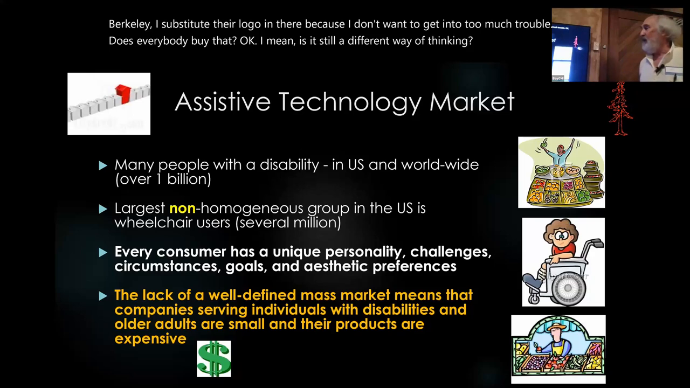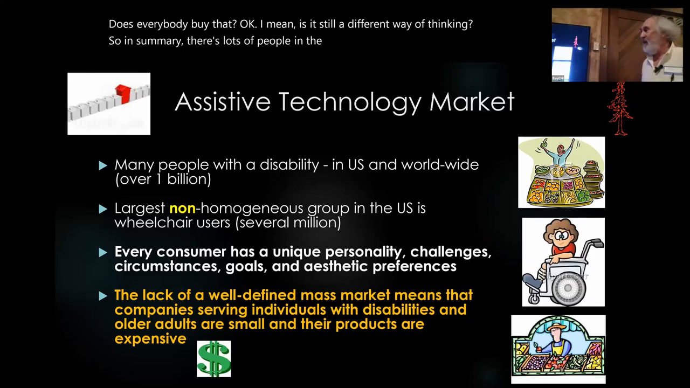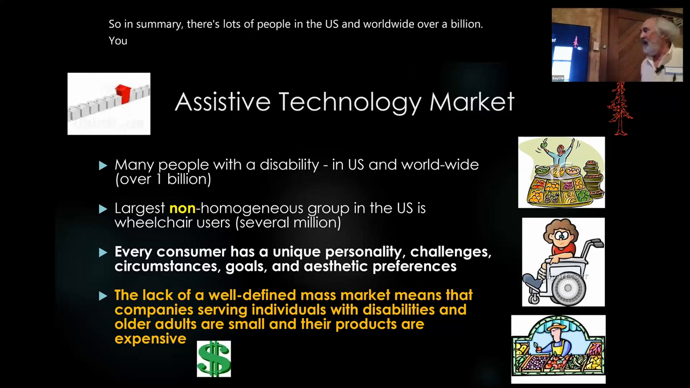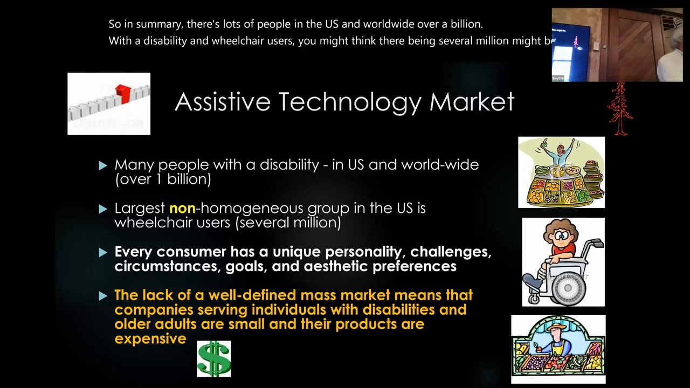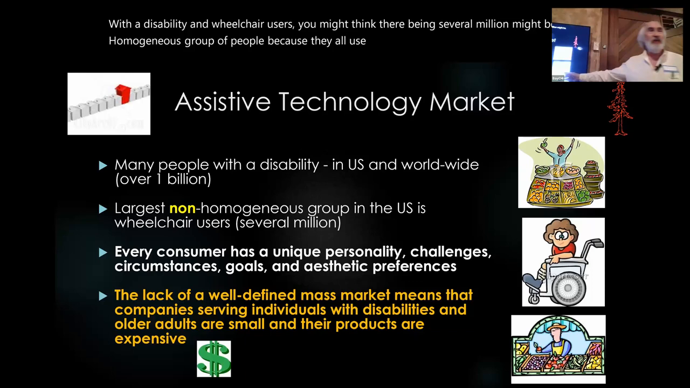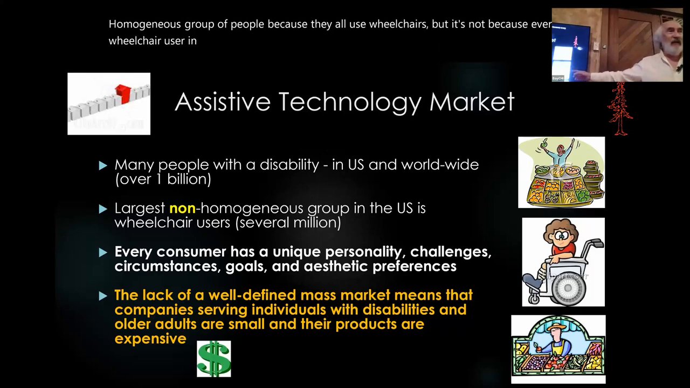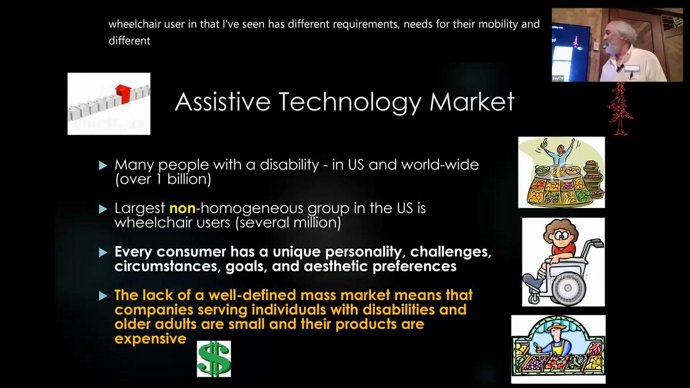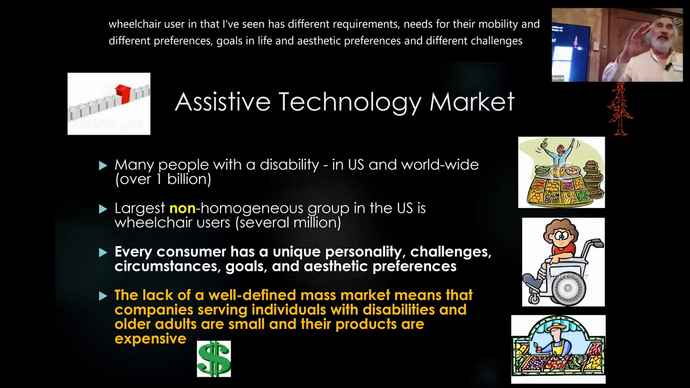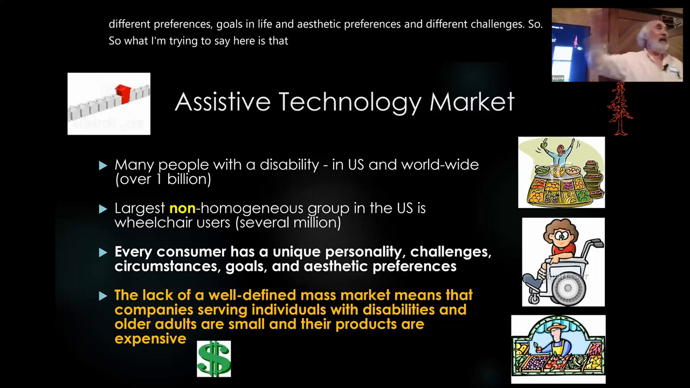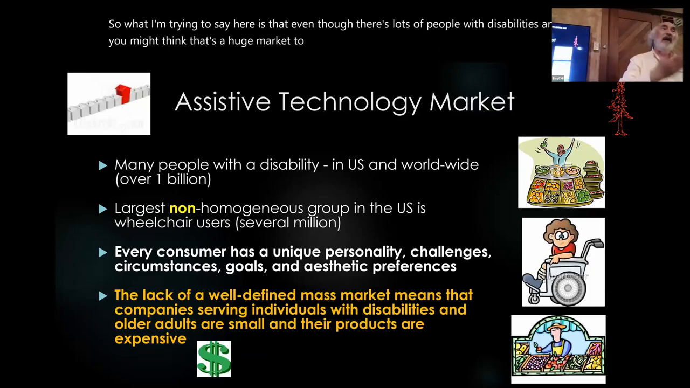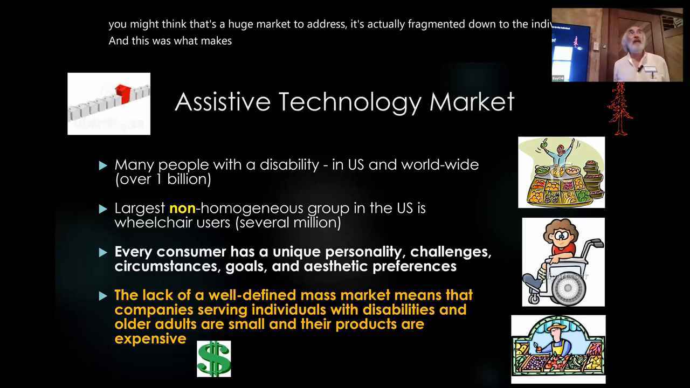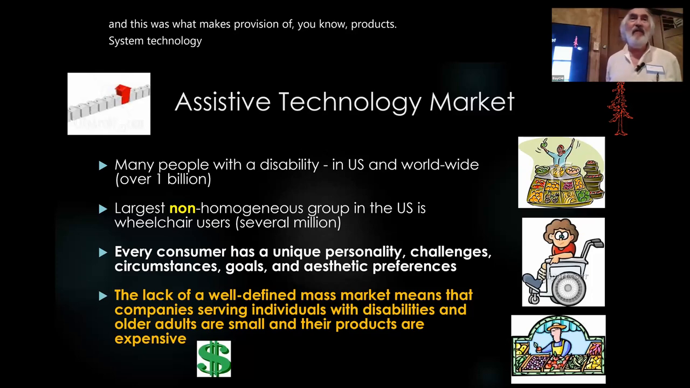So in summary, there's lots of people in the U.S. and worldwide, over a billion, with a disability. And wheelchair users, you might think there being several million might be a homogeneous group of people because they all use wheelchairs. But it's not, because every wheelchair user I've seen has different requirements, needs for their mobility, and different preferences, goals in life, aesthetic preferences, and different challenges. So even though there's lots of people with disabilities, and you might think that's a huge market to address, it's actually fragmented down to the individual. And this is what makes provision of assistive technology products expensive, and the companies that produce them are small.